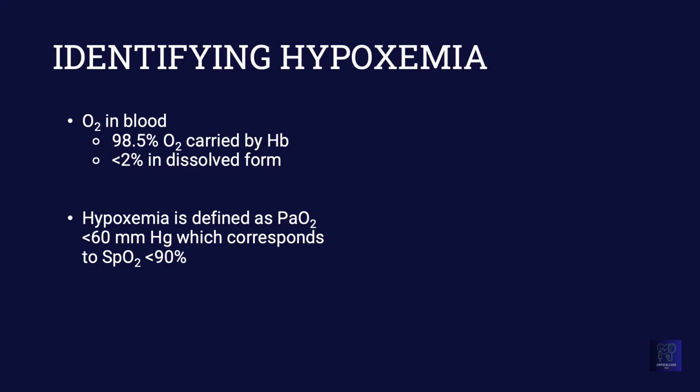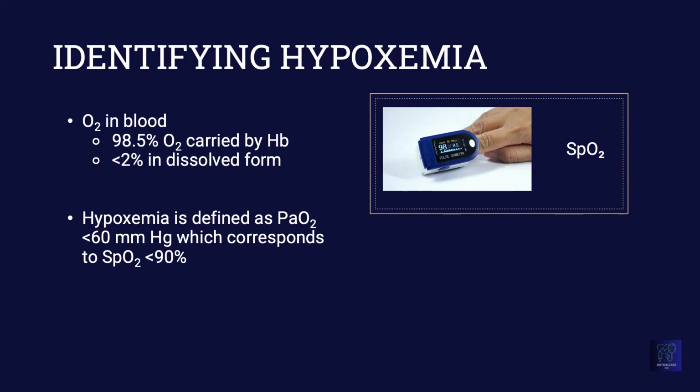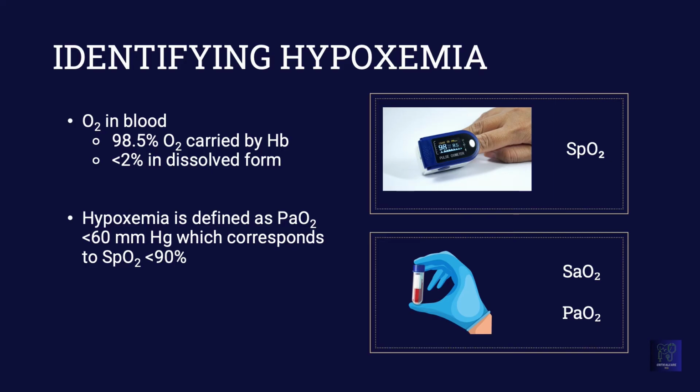So in the beginning, we reviewed the criteria for hypoxemia, which is defined as a PaO2 level of less than 60 millimeter mercury, which corresponds to an SpO2 of 90%. There are two ways of measuring low oxygen level. One is using a pulse oximeter and measuring something called SpO2. Second is you can take a blood sample and measure percentage saturation of hemoglobin directly on the blood sample, or measure the partial pressure of oxygen in the blood sample.